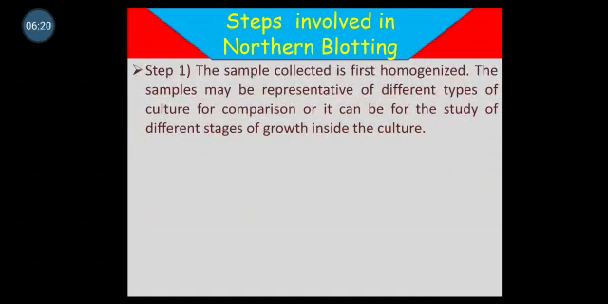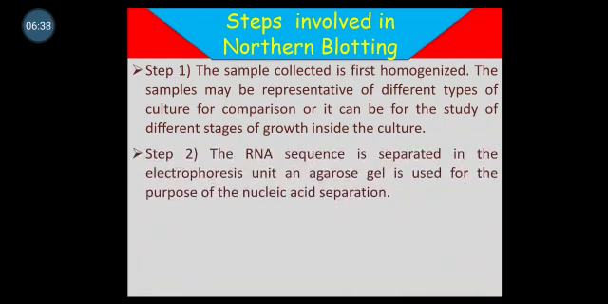In the first step, the sample collected is first homogenized. The samples may be representative of different types of culture for comparison, or it can be for the study of different stages of growth inside the culture. The second step involves the RNA sequence being separated in the electrophoresis unit, and agarose gel is used for the purpose of nucleic acid separation.